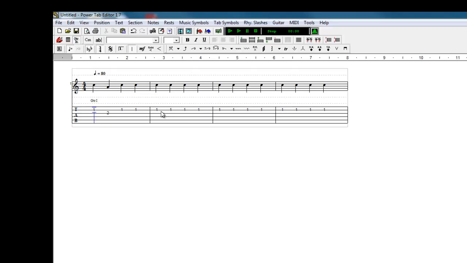Now we've got 4 measures of music here. Alright, we know where to play because we've got the first fret of the B there. We've got the second fret of the G, and then we're going to go back to the first fret of the B string.